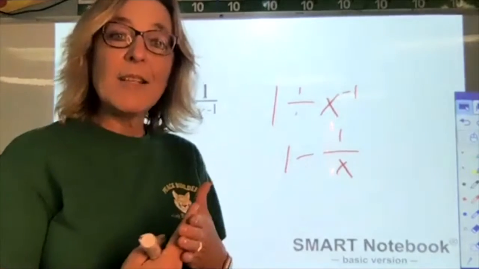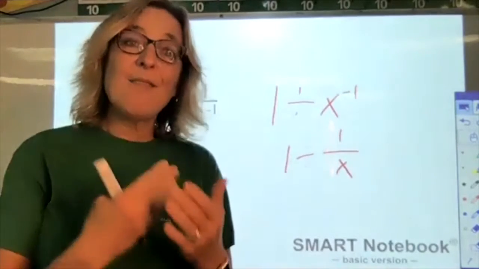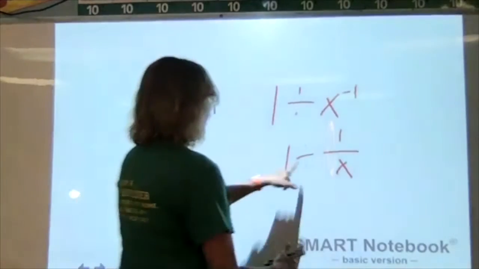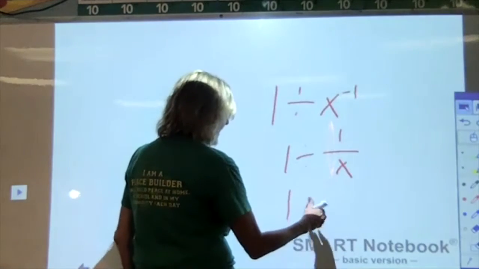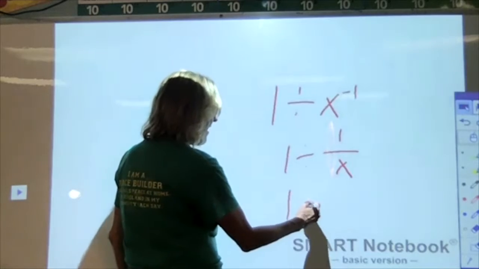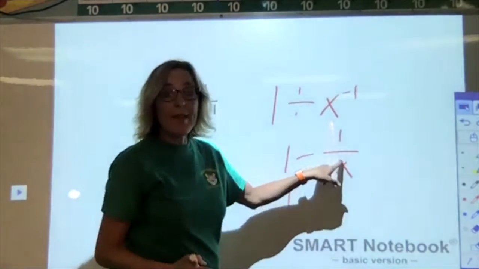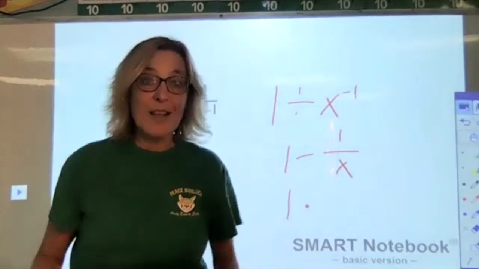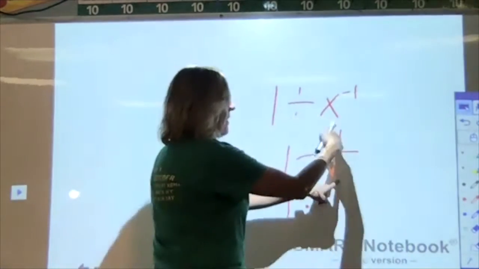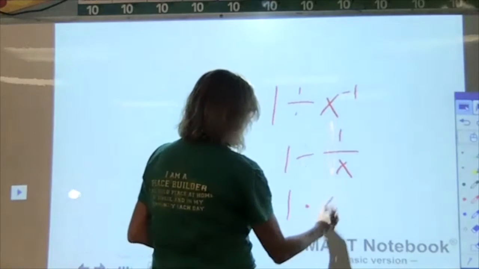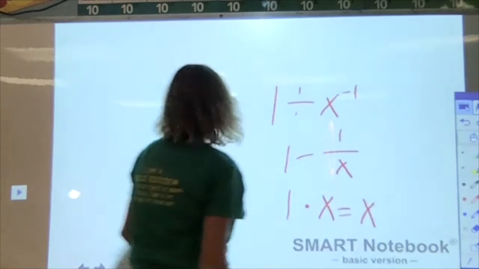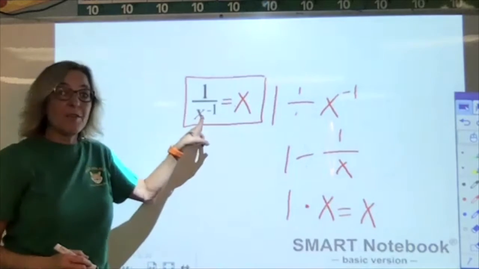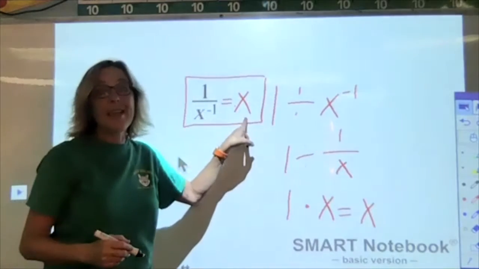Well, let's go back to dealing with fractions. When we divide fractions, we rewrite them as multiplication problems. So we're going to rewrite this as a multiplication problem: 1 times the reciprocal of 1 divided by x. And reciprocal is any quantity that you just flip the numerator and denominator. So if you flip this, it becomes x over 1, which is the same as x. 1 times x is x. So this 1 divided by x to the negative first power is the same as just saying x.